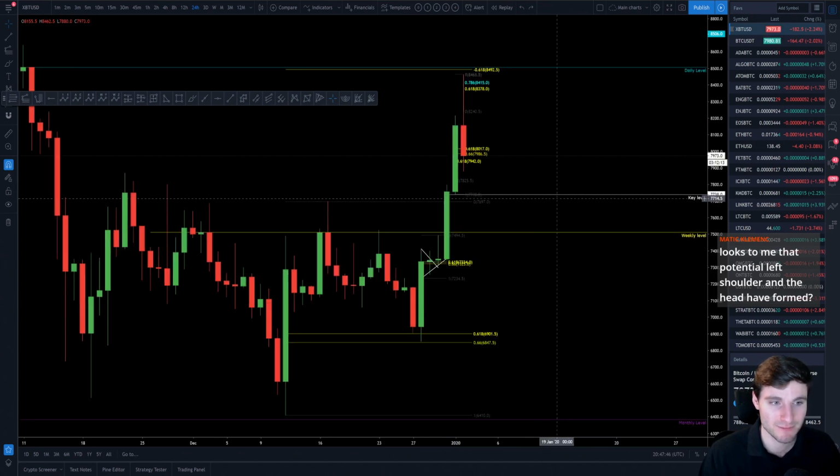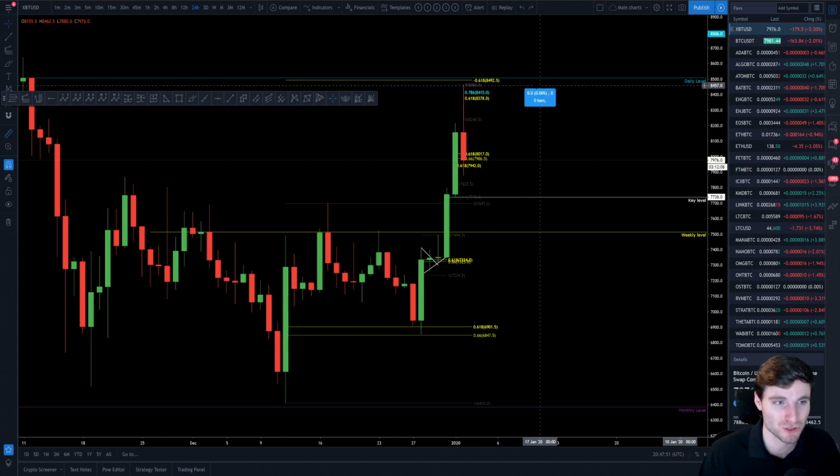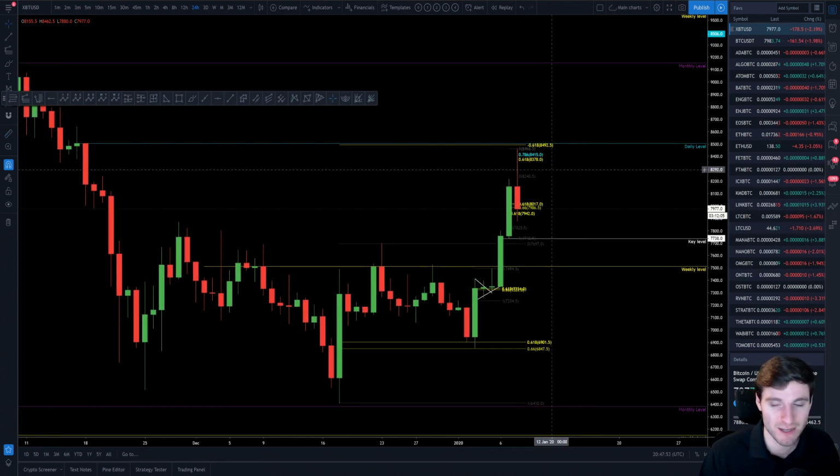But currently, as it stands right now, resistance is flipping into support. It's just obviously not too great of a candle to break the range.